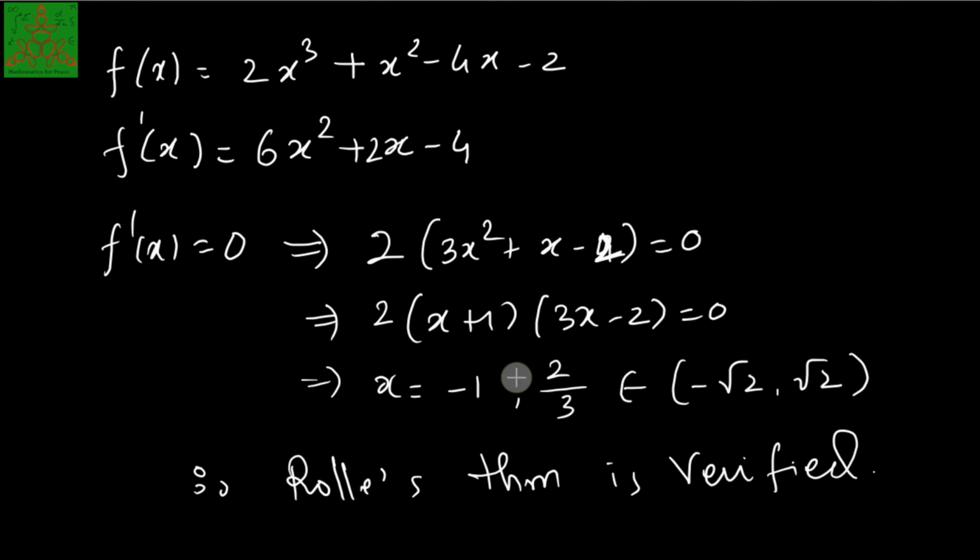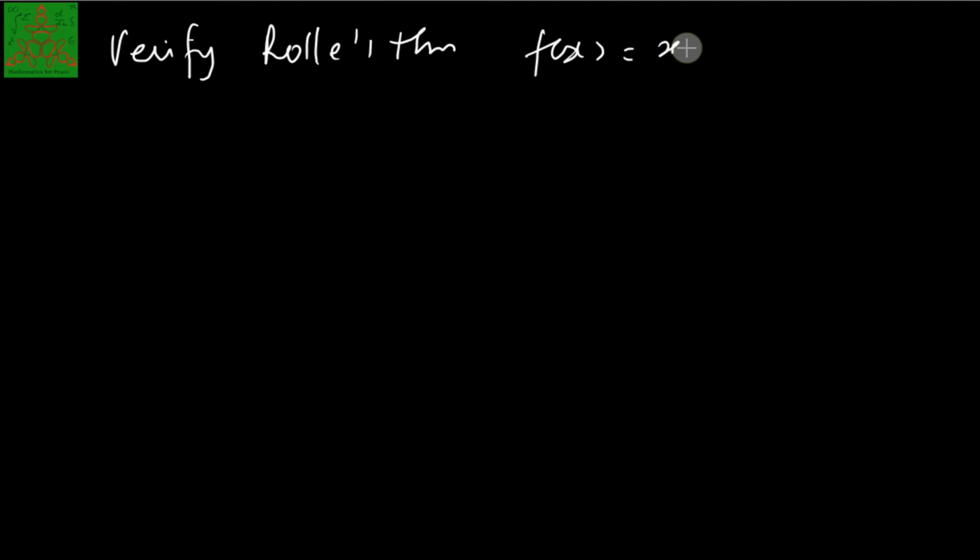That means we have checked whether we can apply Rolle's mean value theorem, and those points where f dash is 0 lie in this interval. Let us have one more example of the same kind. The question is again, verify Rolle's theorem for the function x cube minus 4x for the interval minus 2 to 2.